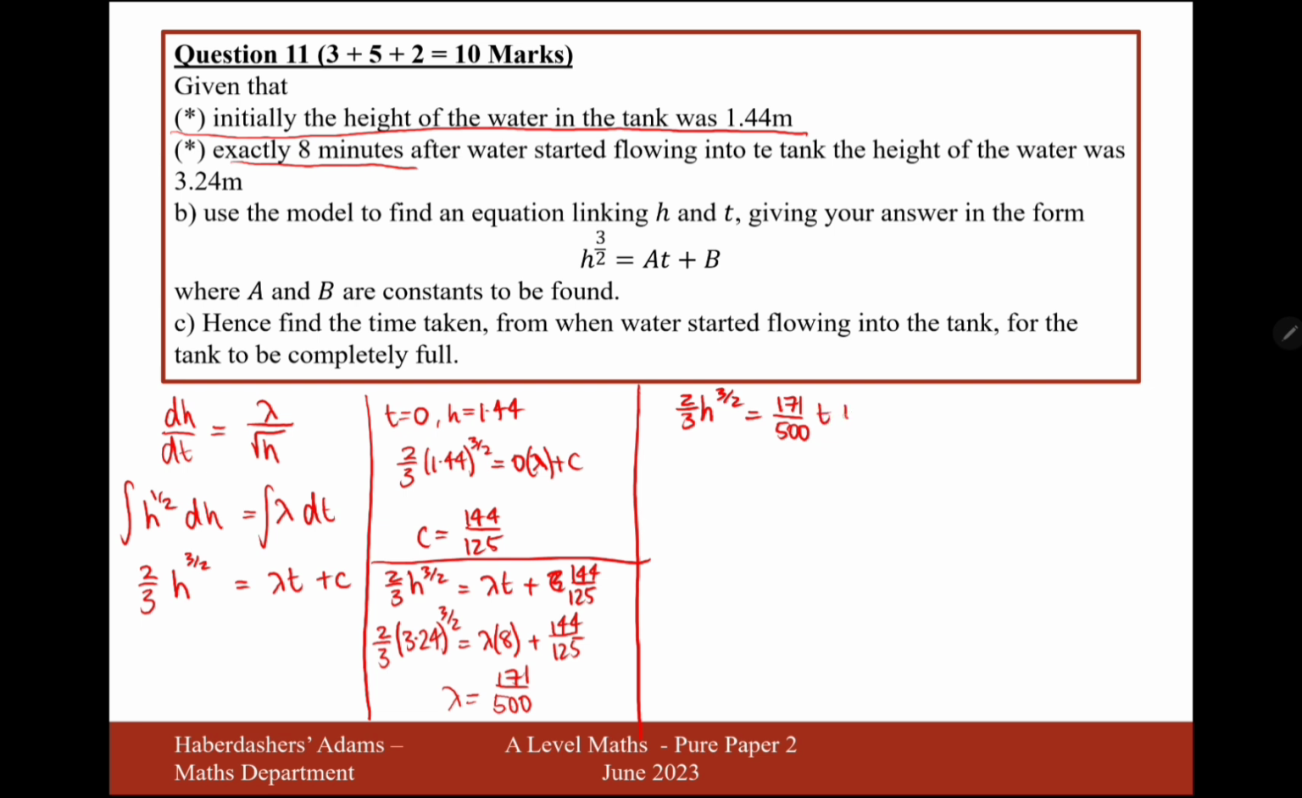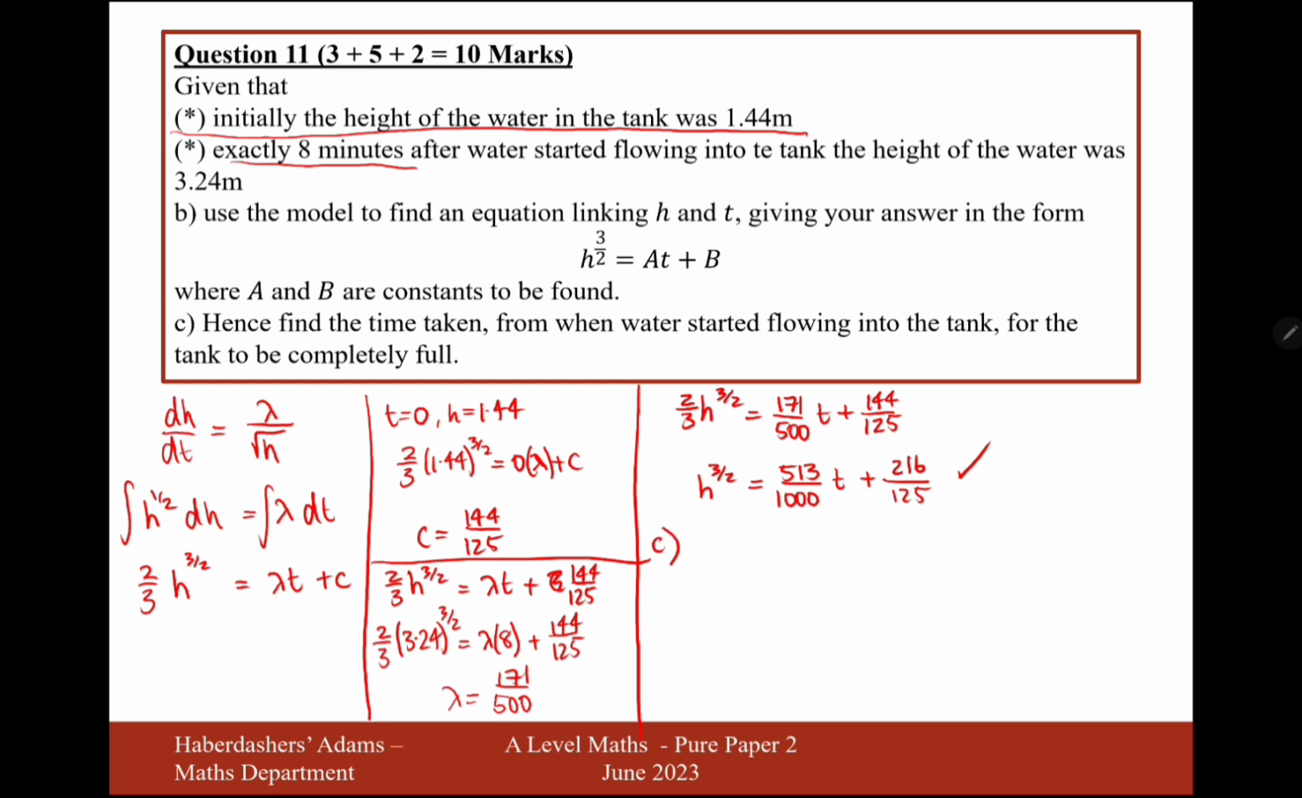So therefore the equation is now 2/3 h to the 3 over 2 equals 171 over 500 t, add 144 over 125. If we now rearrange this, h to the 3 over 2, so we times by 3 and divide by 2, we get 513 over 1000 t, add then the 144 over 125, times by 3, divide by 2, we get 216 over 125. And there we are, that's the answer to part B. Now a is 513 over 1000 and b is 216 over 125.